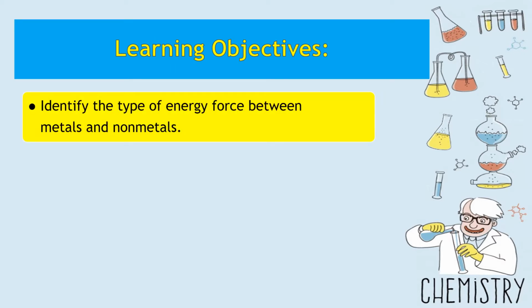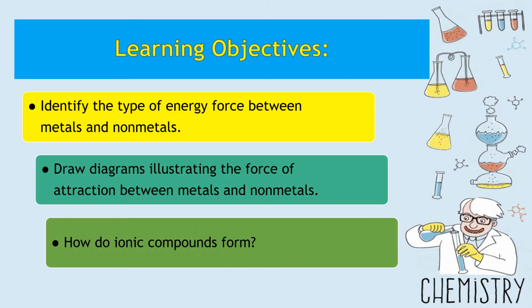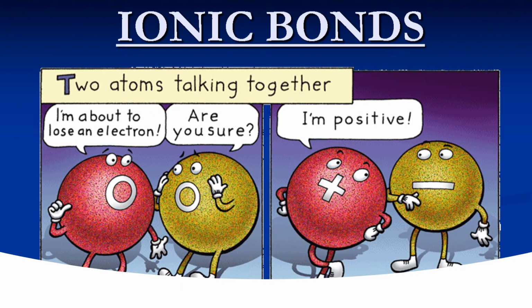What are our learning objectives? The first is we need to identify the type of energy force between metals and nonmetals. Number two, we need to learn how to draw the diagrams illustrating the force of attraction between metals and nonmetals. Number three, how do ionic compounds form? Actually, our main topic for this morning is ionic bonds.